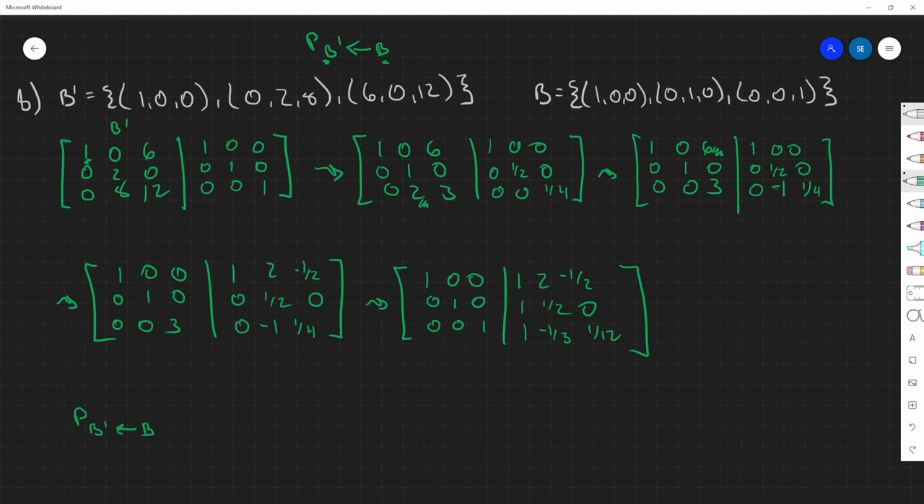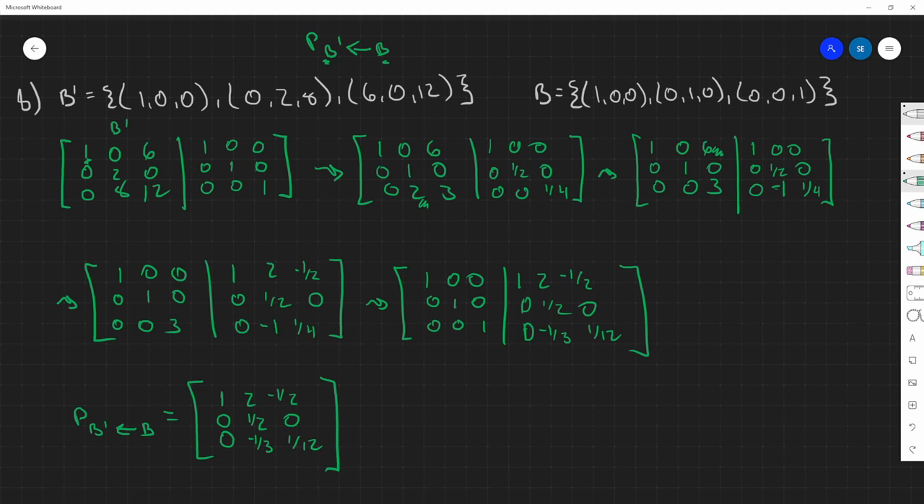our change of bases from B to B prime simply is going to equal, these are supposed to be zeros, 1, 0, 0, 2, -1/2, 1/2, 0, -1/3, and 1/12. And that was very simple.